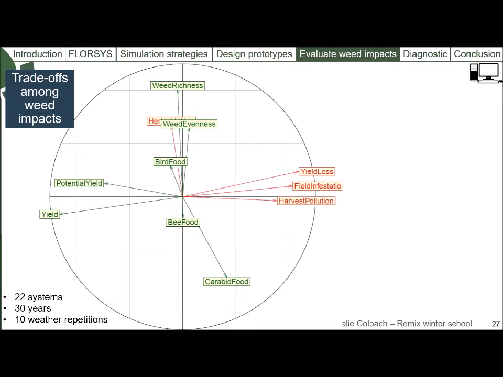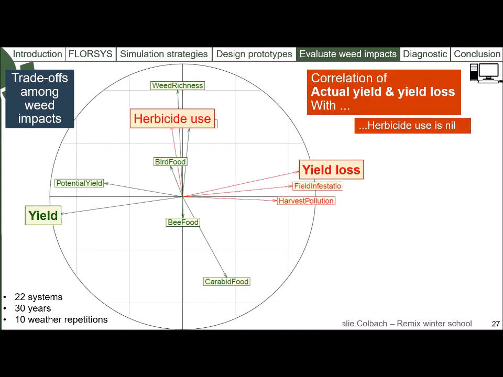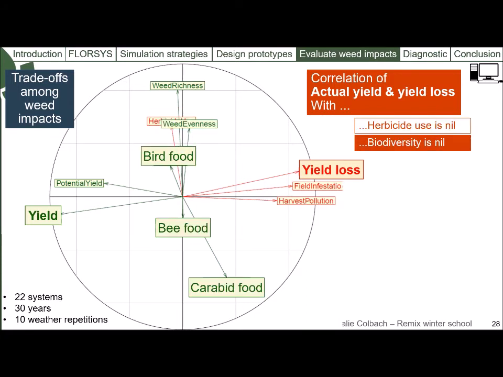Similarly, there was no correlation between yield or yield loss on one hand and biodiversity on the other hand. This means that cropping systems that increase wheat contribution to biodiversity do not necessarily increase yield loss or decrease yield. Finally, the correlation between actual yield in the presence of weeds and potential yield in the absence of weeds was also very low. And this means that cropping systems that aim to maximize potential yield are usually not the ones that are best at controlling weeds.